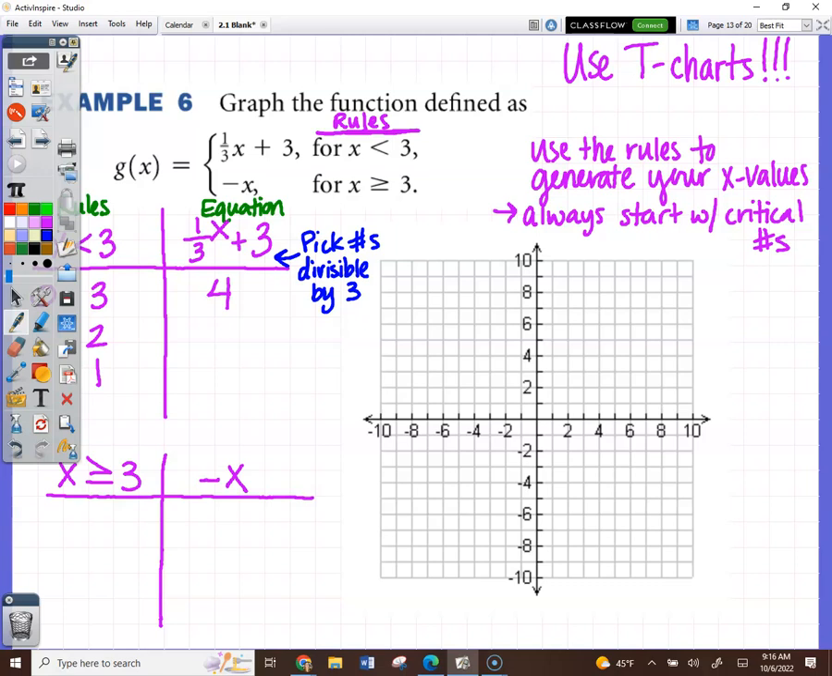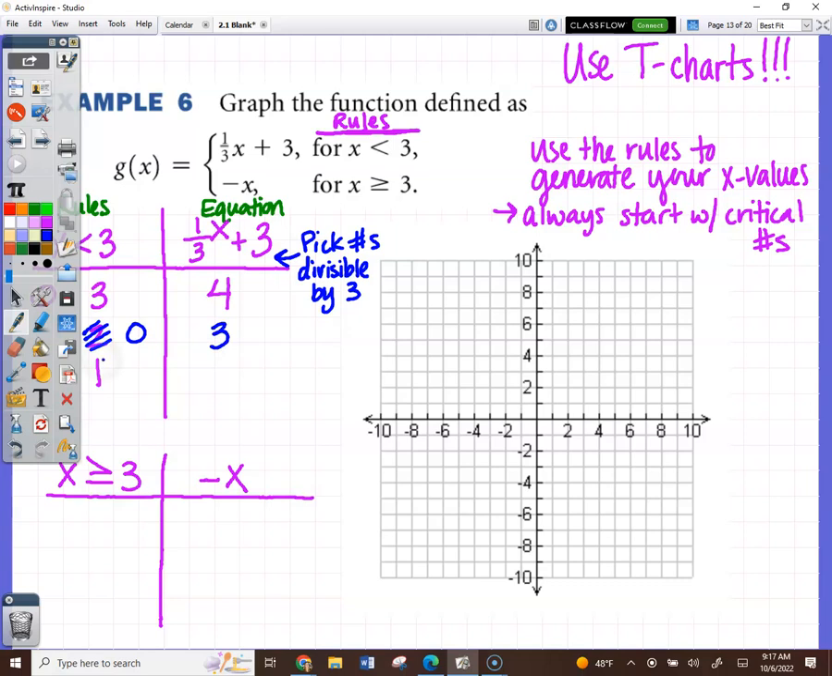So 2 is not helpful here. I'm going to slash it out to let you know that it does fit in the rule, but I don't want to graph that. I'm going to pick 0 instead. I always like 0. 0 makes things easier. So 1/3 times 0 is 0, and plus 3 is 3.